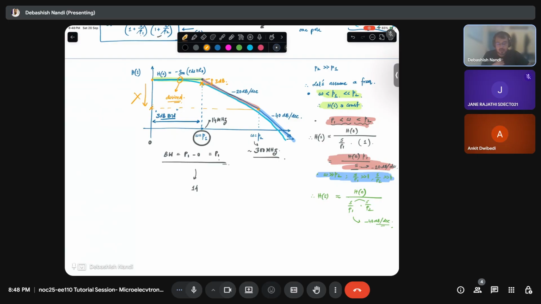Yes. Okay, so another characteristic we see generally in a common source amplifier, which you must have seen in books as well, is something like this.